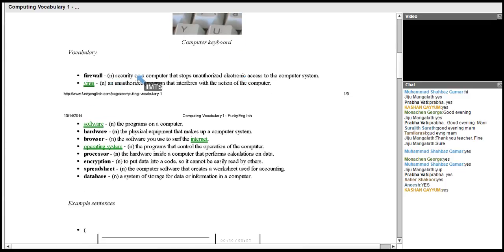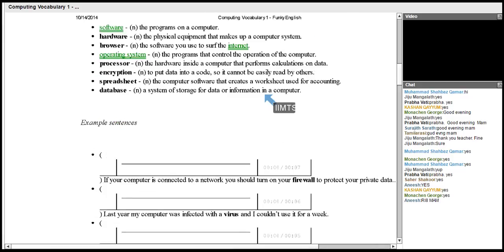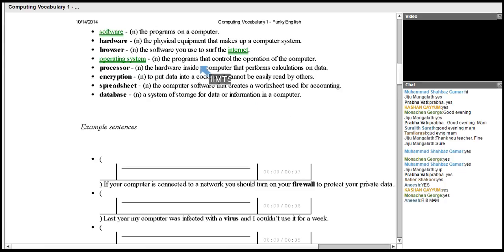So firewall, that is a security on a computer that stops unauthorized electronic access to the computer system, right? All of us have got a firewall in our computer, right? So that is a security on a computer that stops unauthorized electronic access to the computer system, right everyone? Am I correct? Now virus is an unauthorized program that interferes with the action of the computer. Software, the program on a computer.